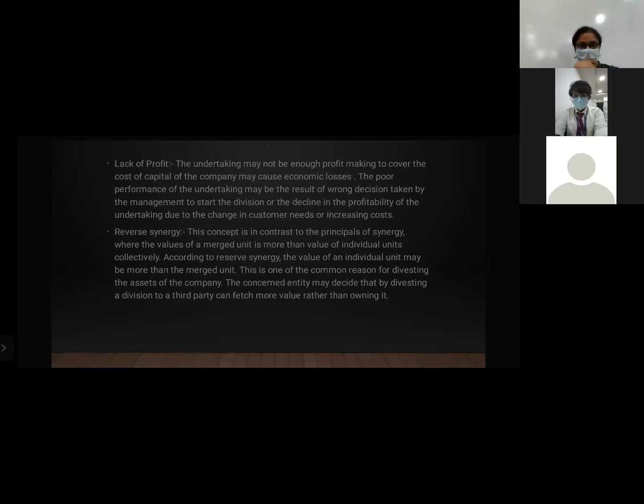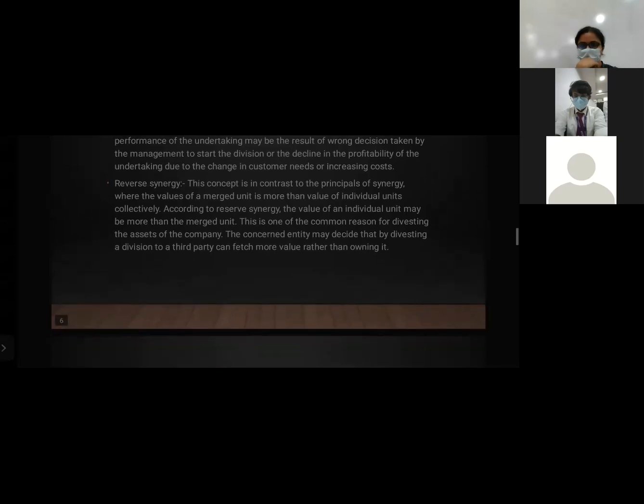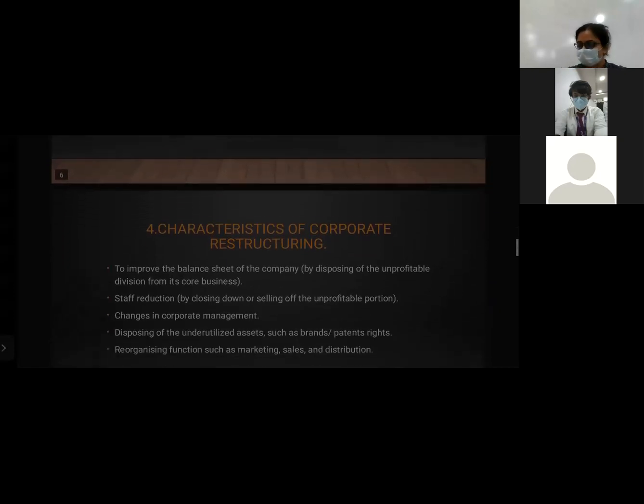Third one is reverse synergy. This concept is in contrast to the principle of synergy, where the value of the merged unit is more than the value of the individual units collectively. According to reverse synergy, the value of an individual unit may be more than the merged unit. This is one of the common reasons for divesting the assets of a company, and the concerned entity may decide that divesting a division to a third party can fetch more value than owning it. That's it. Next topic will be discussed by Sambhav.